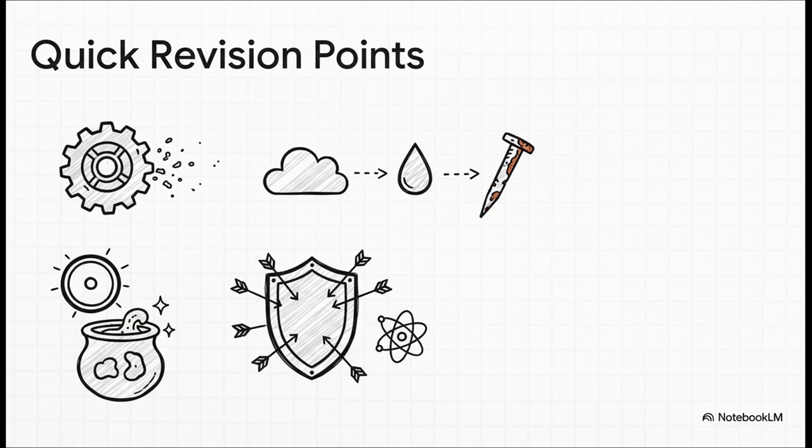Third, we can prevent rust by painting, oiling, or galvanizing. Fourth, remember that galvanization uses zinc for that special sacrificial protection. And finally, alloys are mixtures that improve a metal's properties, like making it harder or rust-proof.